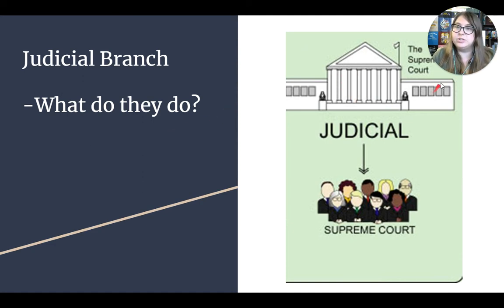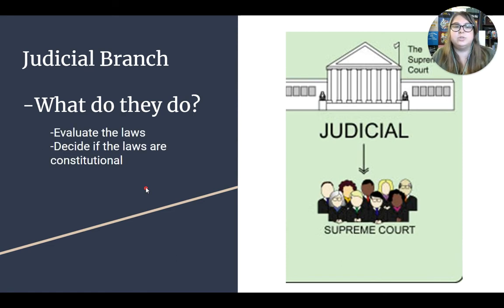Our building here shows us the Supreme Court, and the judicial branch is made up of the Supreme Court and all of the lower courts. So any type of circuit court, your state courts, they're all part of your judicial branch. And when we think of judicial branch, it is their job to evaluate the laws. When we evaluate something, we decide if it is good or bad, and it helps us to see whether or not we want to choose something.